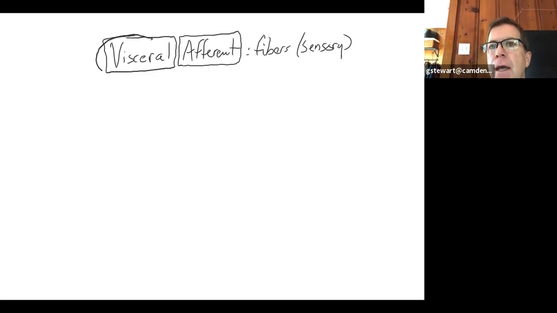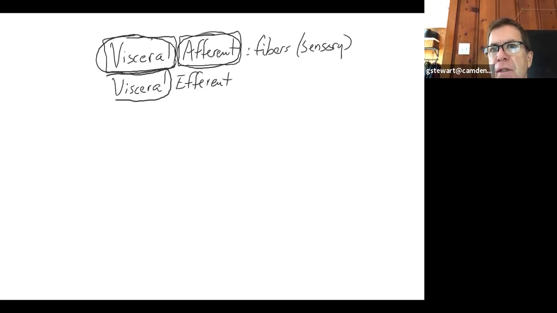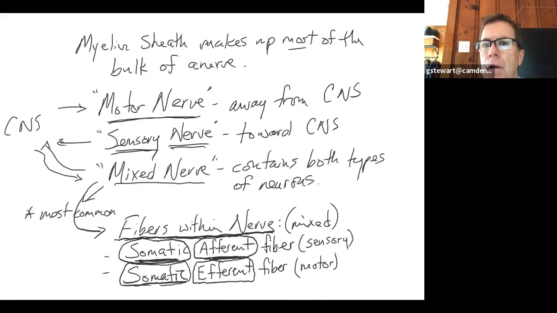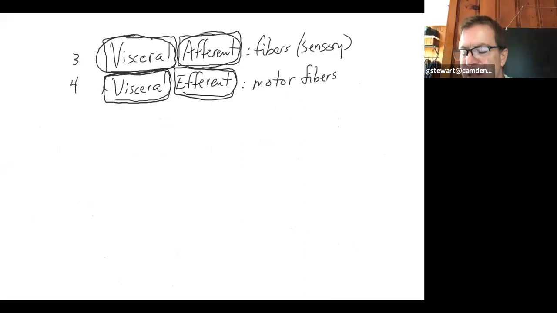carrying information from, say, our visceral organs, things in our abdominal organs or our blood vessels, carrying impulses toward the central nervous system. And finally, there are visceral efferent fibers, carrying impulses from the central nervous system toward a visceral organ, cardiac muscle, smooth muscle, or glands. So carrying a command, these would be motor fibers. So all these different fiber types, these two somatic, as well as these two visceral, can be found within the same nerve.